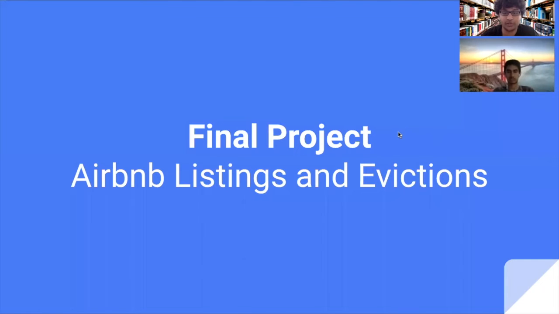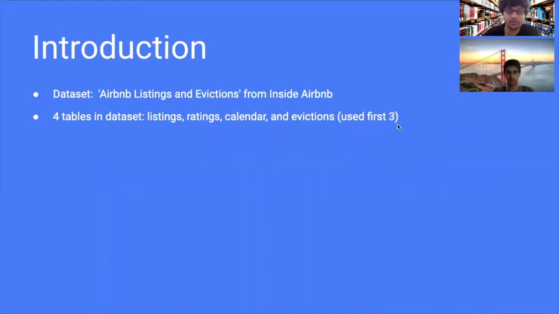For our final project, we analyzed the Airbnb listings and evictions dataset. We used 3 out of the 4 tables: listings, ratings, and calendar. From listings, we looked at property type, which contains the property type of the listing. From ratings, we are using the review score ratings, which is also known as the overall score. From calendar, we are using the price of each Airbnb listing on June 8th, 2020.